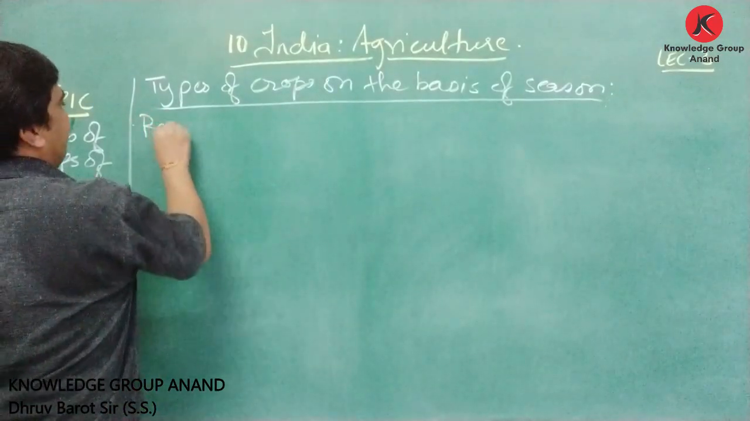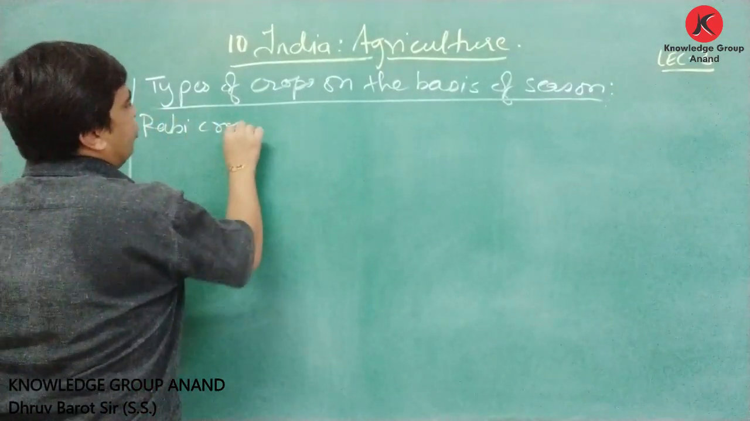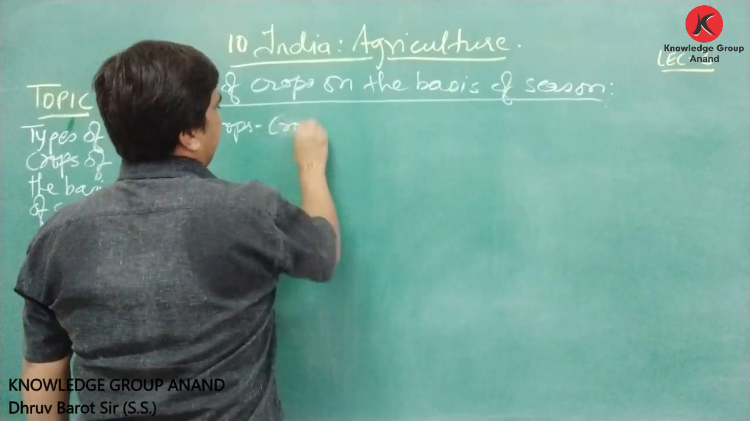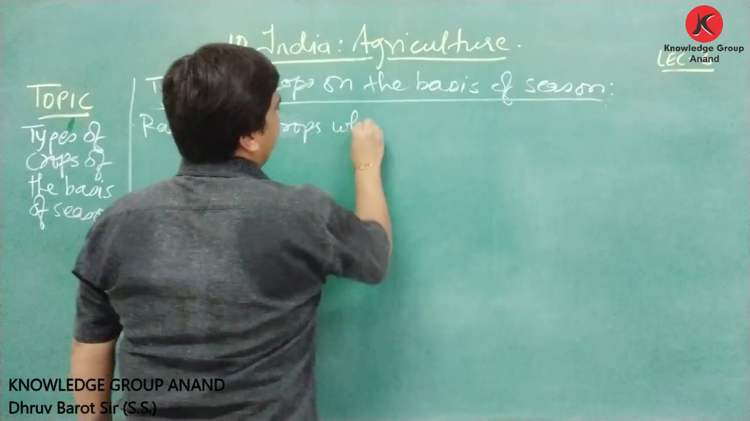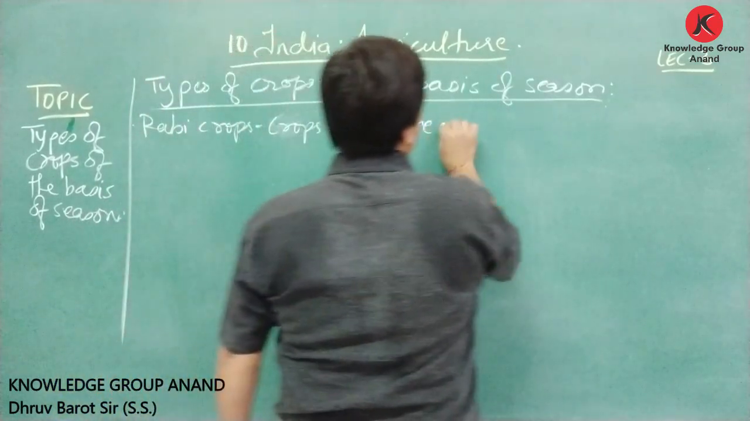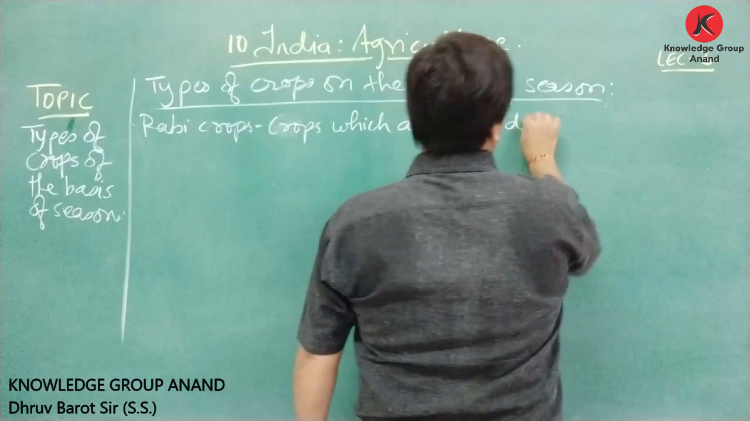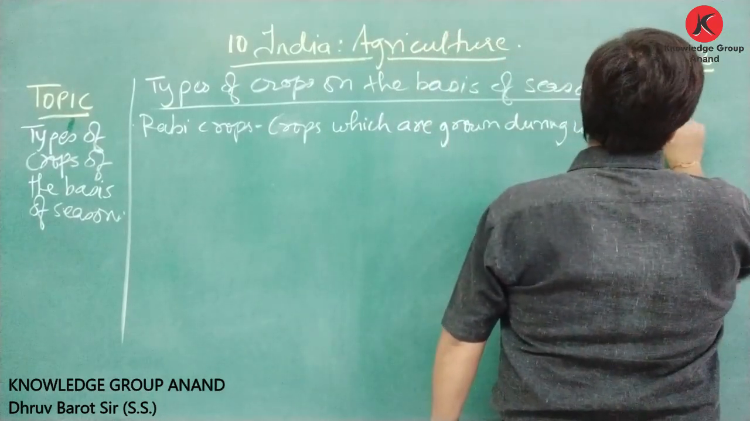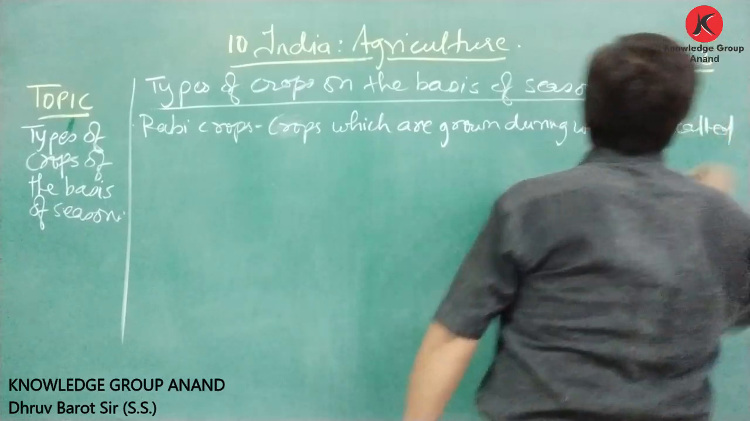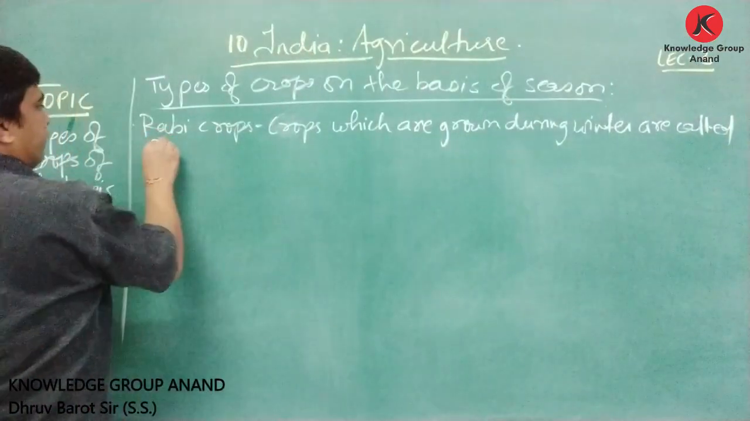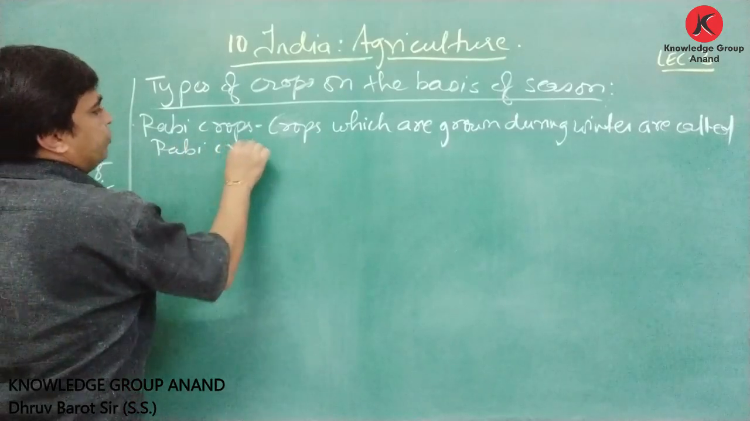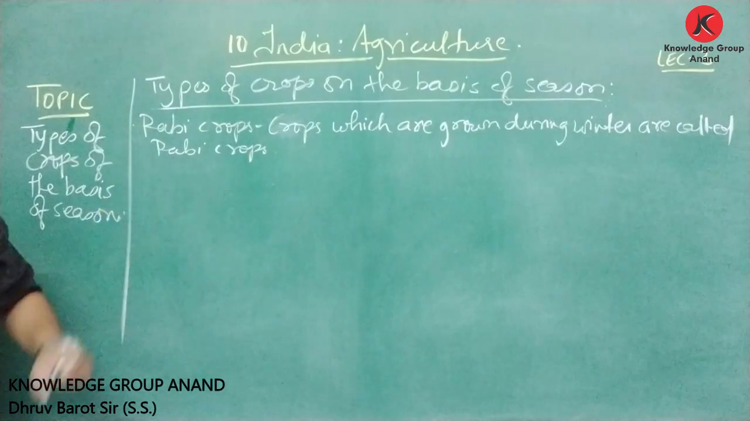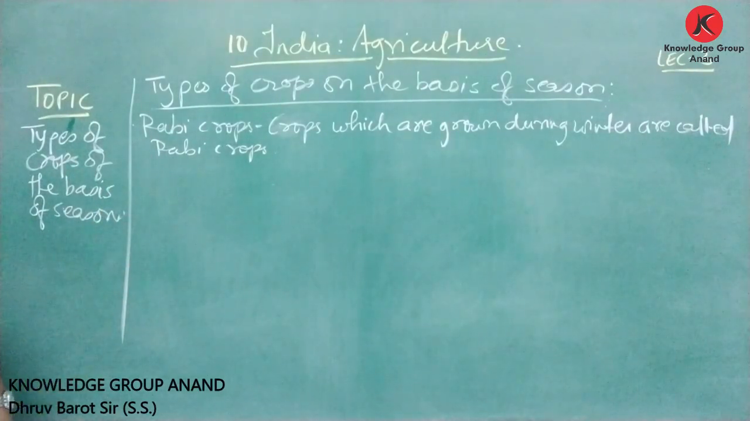Friends, now about Rabi crops. Crops which are grown during winter are called Rabi crops. Friends, the crops which are grown during winter are known as Rabi crops.